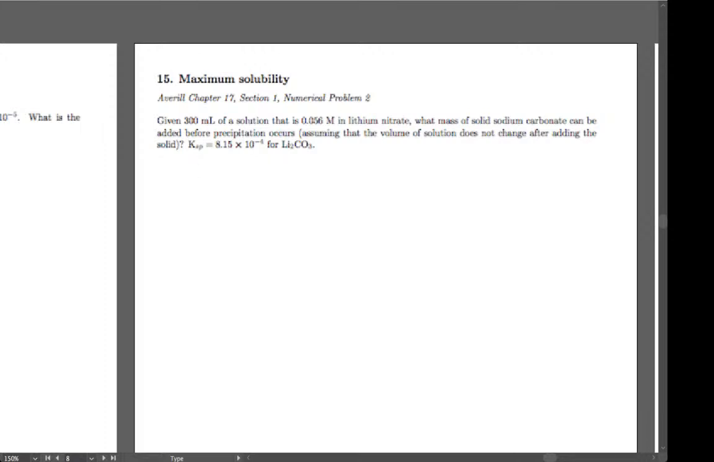Okay. So to try to find the maximum solubility, you want to know that Q would equal Ksp, which would equal 8.15 times 10 to the power of negative 4. For this question the Q would be, let me just actually open up an incognito tab, there we go. So this would equal the concentration of lithium plus squared and the concentration of carbonate 2 minus.